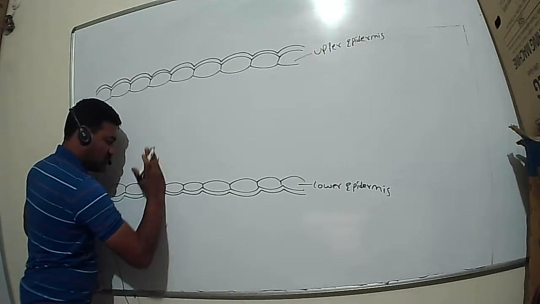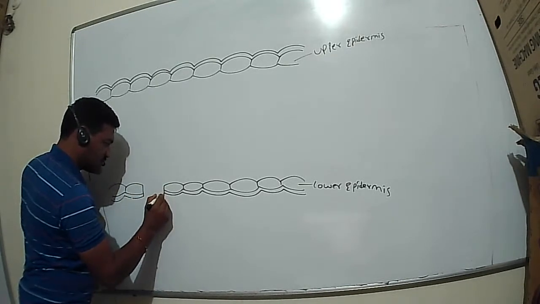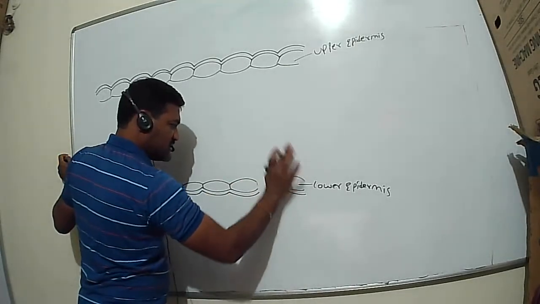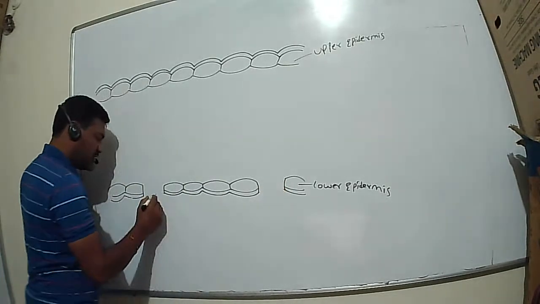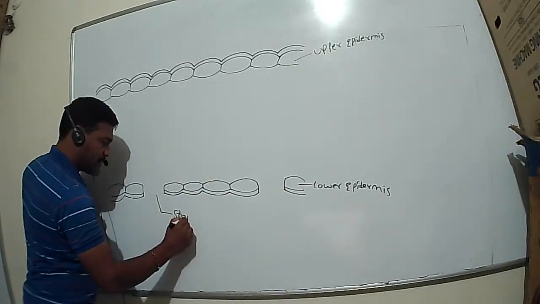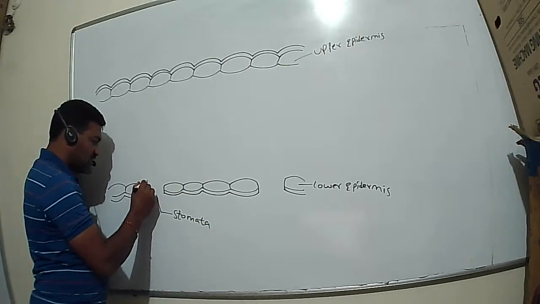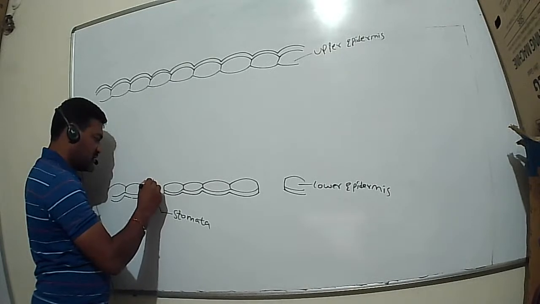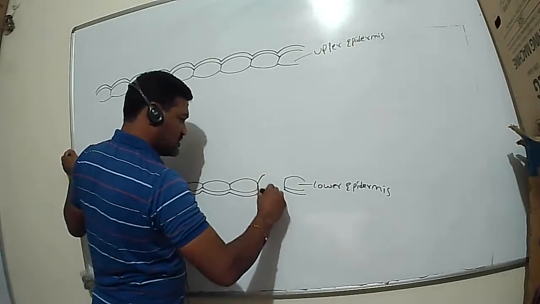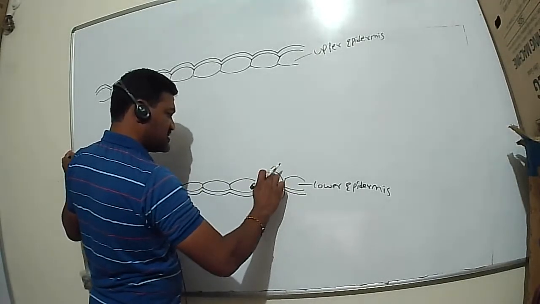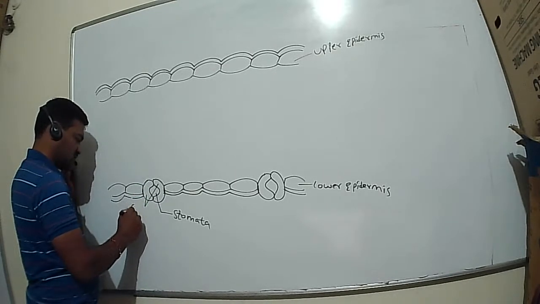Now, in this lower epidermis there are some openings. These openings are called stomata, and each stomata is guarded on either side by a pair of kidney shaped cells called guard cells. Here also you have a pair of kidney shaped cells called guard cells.